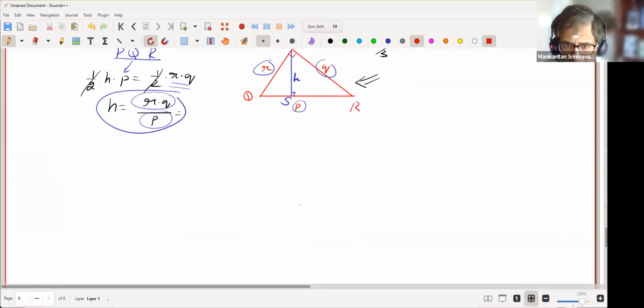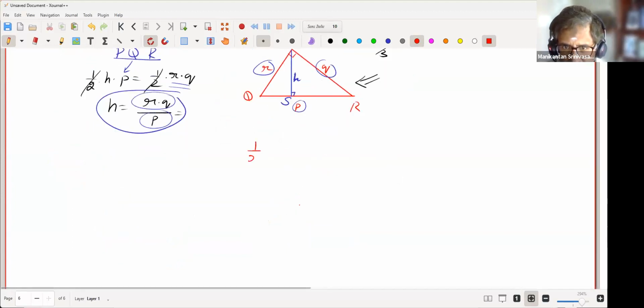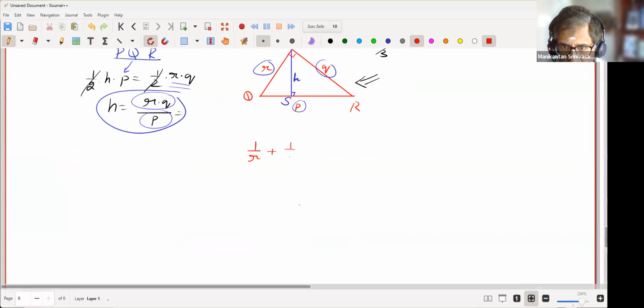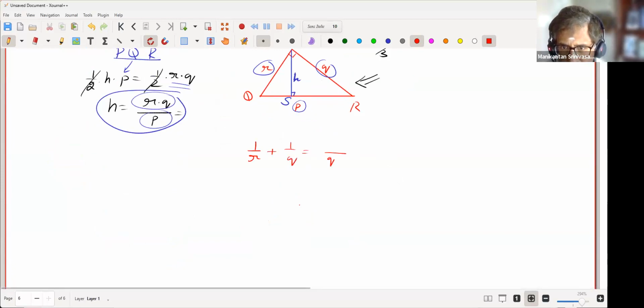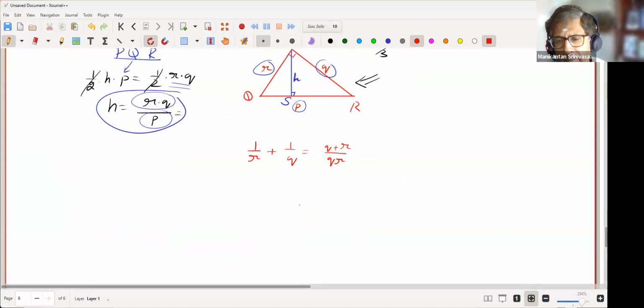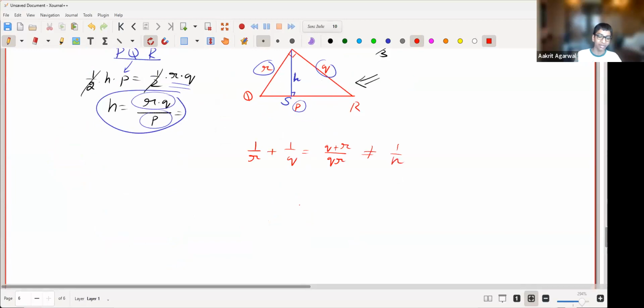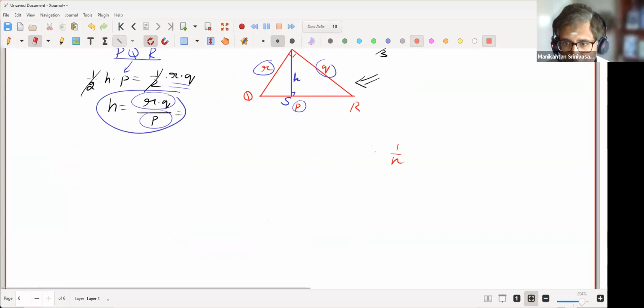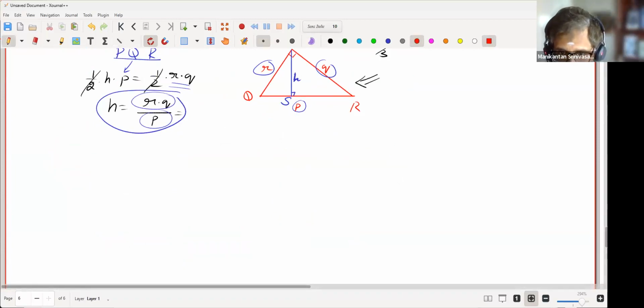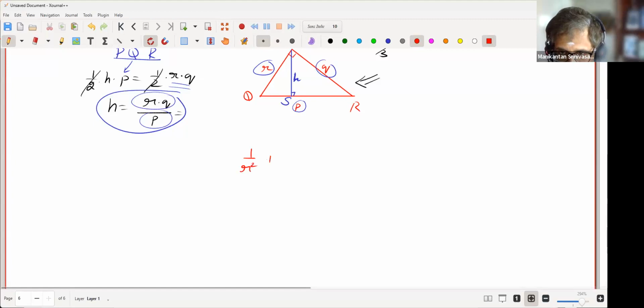Okay, so if at all you're saying that the two heights are R and Q, in that case 1 upon R plus 1 upon Q becomes Q plus R upon QR. That is not 1 upon H. No, so like 1 upon r squared plus 1 upon q squared. Okay. I see. So what he's saying is 1 upon r square plus 1 upon q square is 1 upon h square. That's another way of writing the same thing.